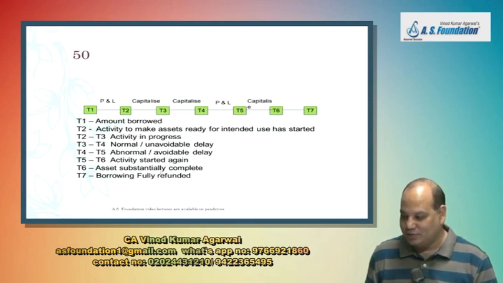At T6 the activity is substantially complete, and then at T7 the borrowing was refunded. So you will still pay interest during this period. Treatment: profit and loss. So this gives you a quick summary of when you will start capitalizing the borrowing cost, when you will suspend, and when you will cease to capitalize the borrowing cost.